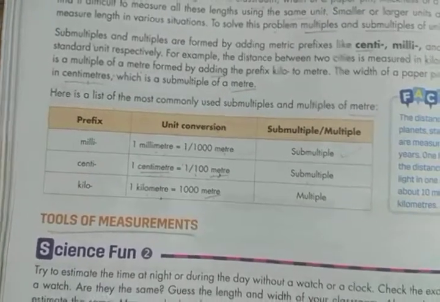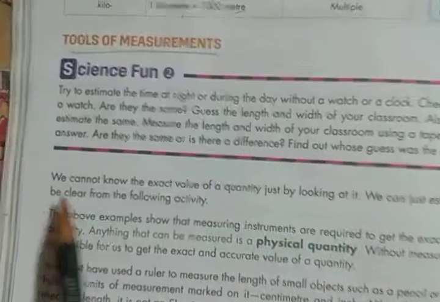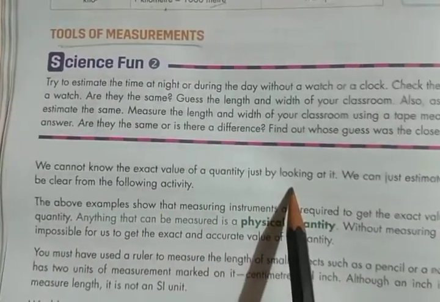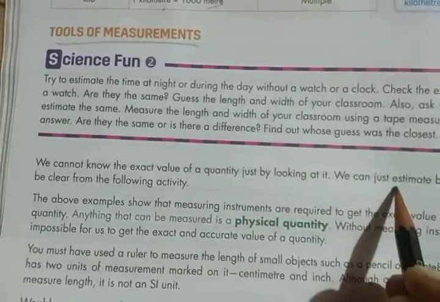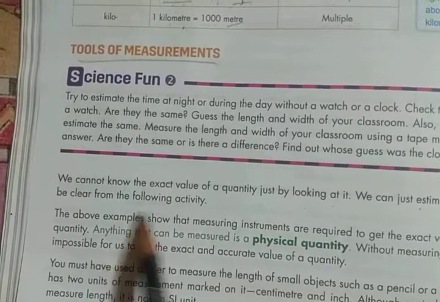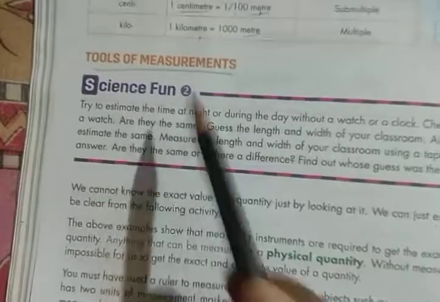Okay. Now, tools of measurement. We cannot know the exact value of a quantity just by looking at it. We can just estimate by sight. It will be clear from the following activities. Suppose the above example. Which example?